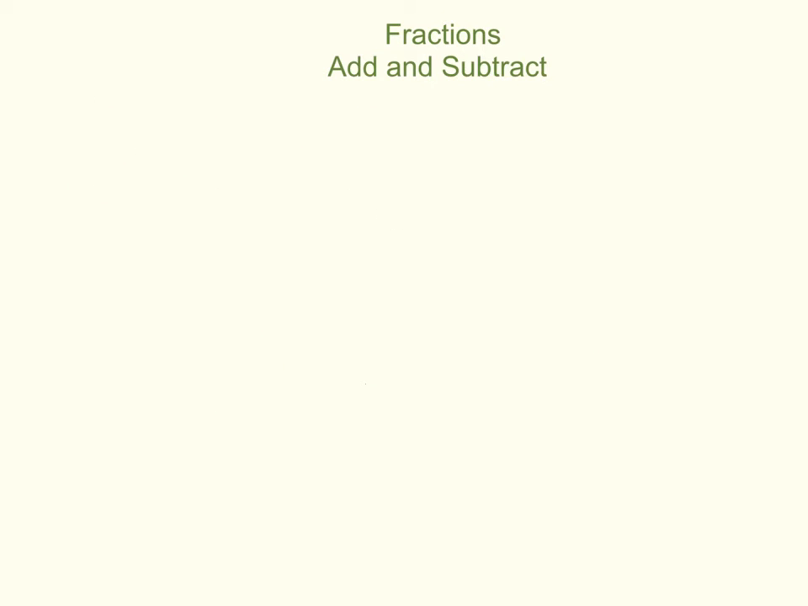Alright, let's try another subtraction problem. So we're going to take 1/3 and subtract 5 over 7 from it. So in this one, of course, there's nothing that we can multiply by 3 to get to 7, or 7 to get to 3, let's say a whole number.